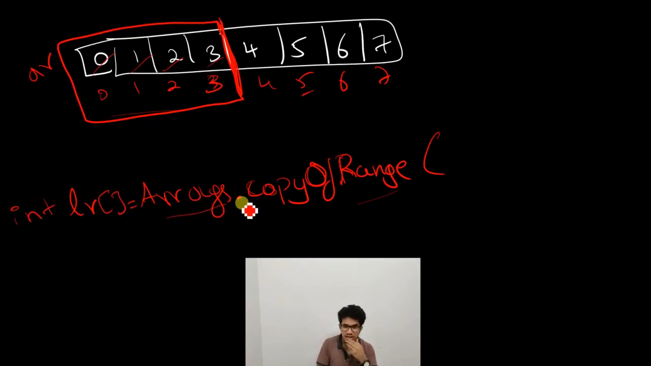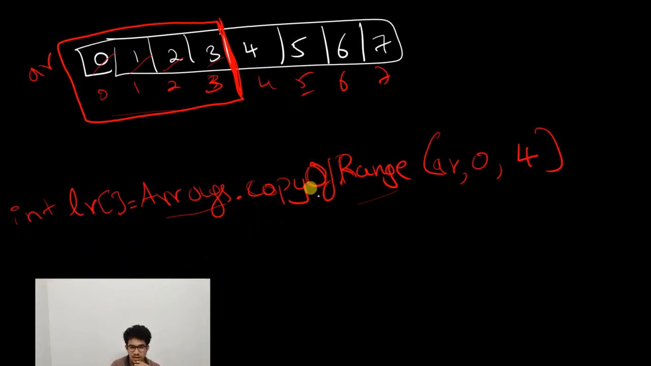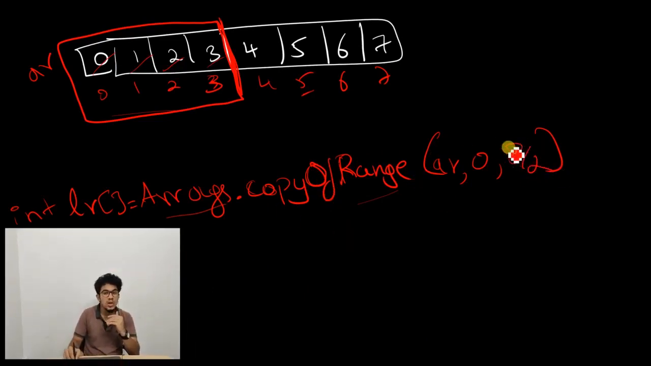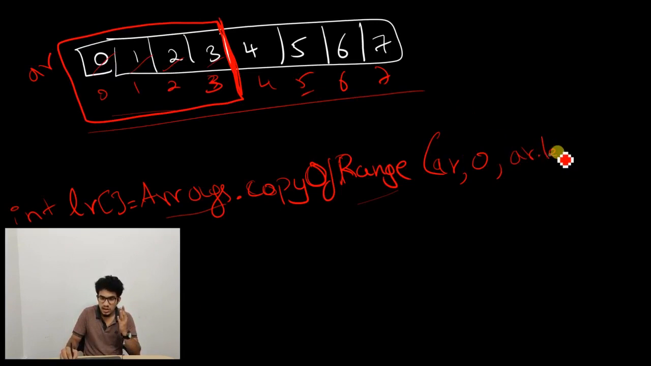The left part of the array is nothing but Arrays.copyOfRange. Which array? From the original array ar. This is the original array. From ar, from 0 to 4. If I tell from 0 to 4, it will copy from 0 to 3. But what is 4? 4 is nothing but 8 by 2. And what is 8? 8 is nothing but the length of the array. So I can write here, 0 to ar.length by 2. This is what I have to tell.